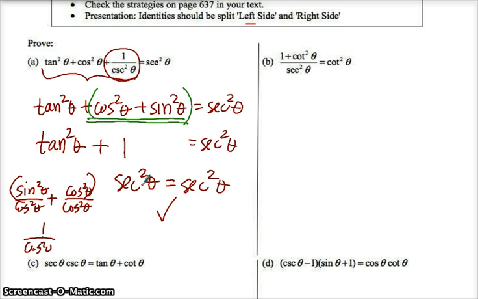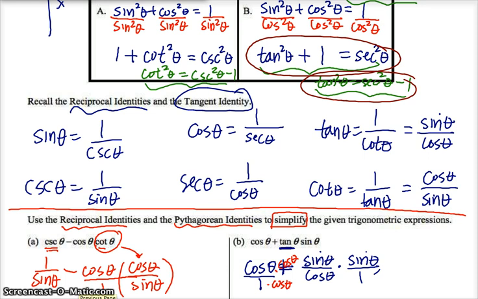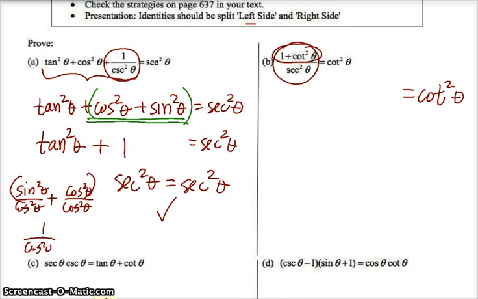Okay, let's look at letter B. Again, to me, for sure, the left-hand side is way more complicated because you actually have a fraction, you have addition, so let's leave the cotangent squared alone. On the left-hand side, I see this 1 plus cotangent squared theta. Is that one of my Pythagorean identities? It sure is. 1 plus cotangent squared theta equals cosecant squared theta. So I'm going to immediately replace the numerator with cosecant squared theta, and then that's divided by secant squared theta.